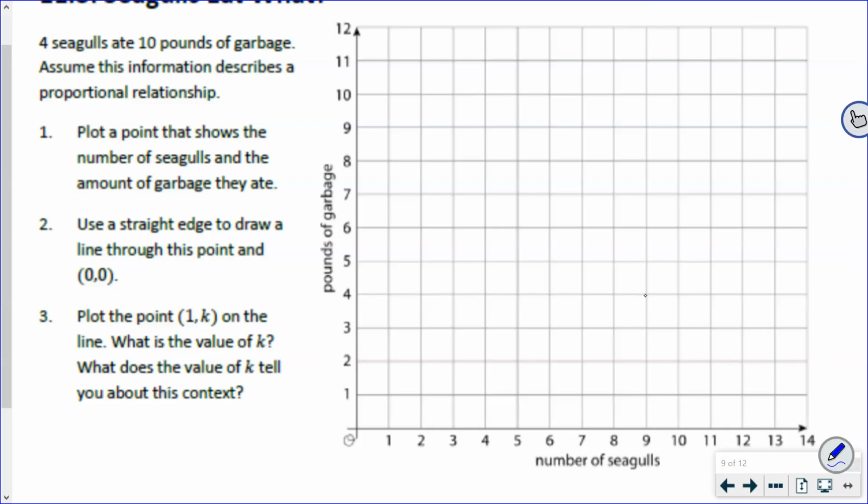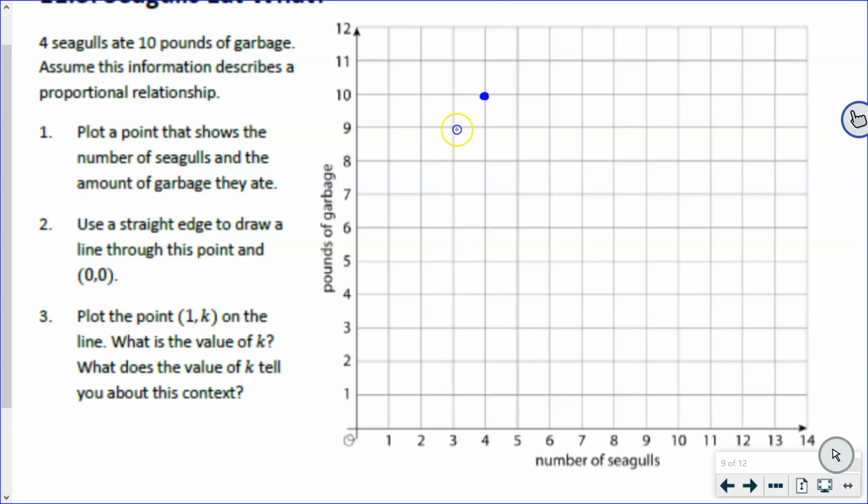Time is up. This is what your point should look like: 4 seagulls eating 10 pounds of garbage. Okay, good, you guys caught my mistake. Did I use the right numbers? Did I put them on the graph in the right position? No. The 4 is for the seagulls. So that would be 4 seagulls eating 10 pounds of garbage all the way up here.